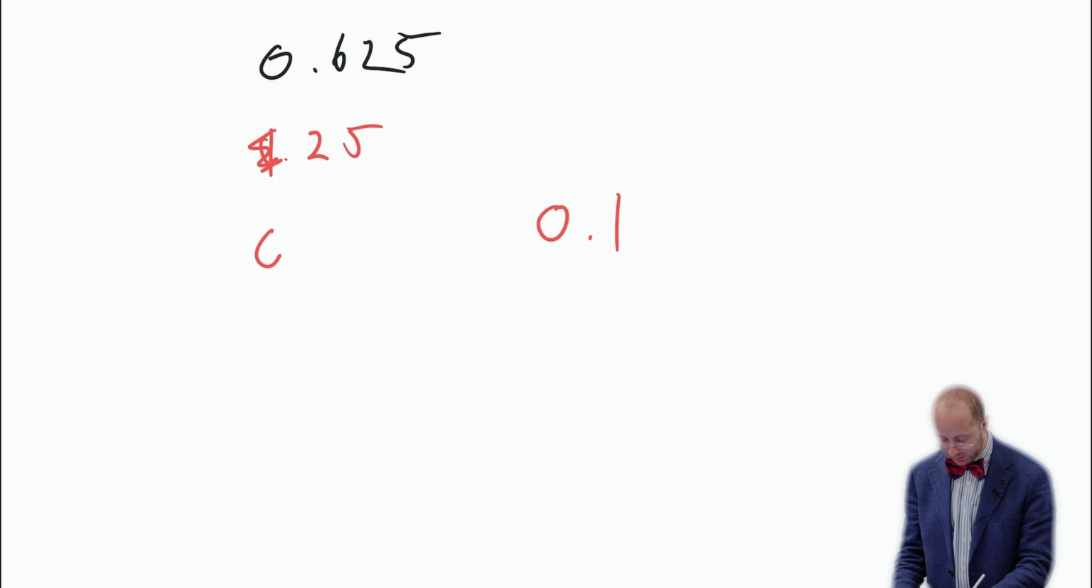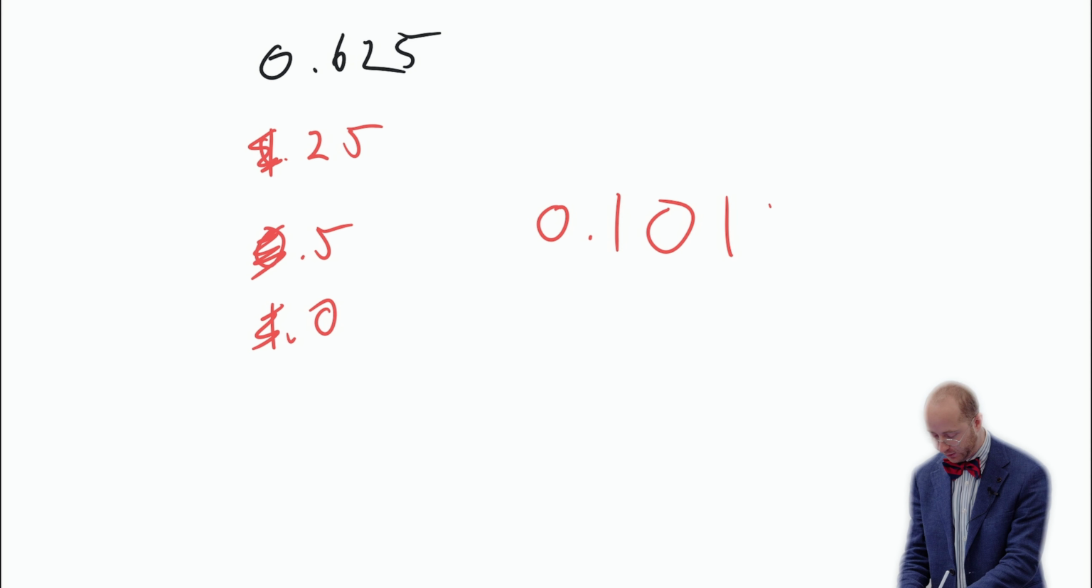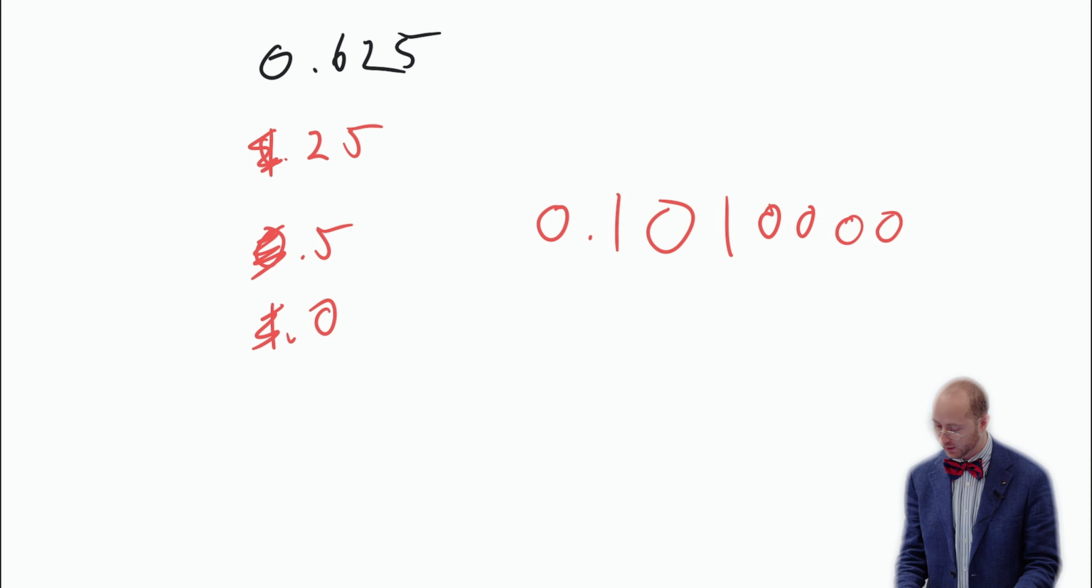Multiply that by 2, so I get 0.5. What's the leading digit? 0. OK, so I'll write down my 0. And then multiply it by 2 again and take the leading digit. And now what? You're done. I'm done? OK, so I just fill out the rest of my significant bits with zeros. Let's try another one.